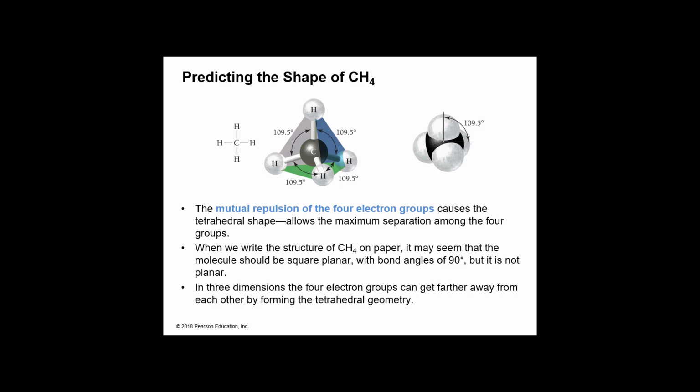Okay, so we have methane. And you can see methane is here. And it's got this shape of, let me jump to it. The repulsion of the 4 electron groups, so 1, 2, 3, 4, around the center atom, causes the tetrahedral shape. So tetra is 4, allows the maximum separation among the 4 groups. So you see here's the ball here, and you can see there's one up, one to the back, one forward, and one back again. And when you do it like this, this may give a little bit more of an idea of how this looks. So we write it on paper, but it's actually got 90-degree angles, so it's not flat.